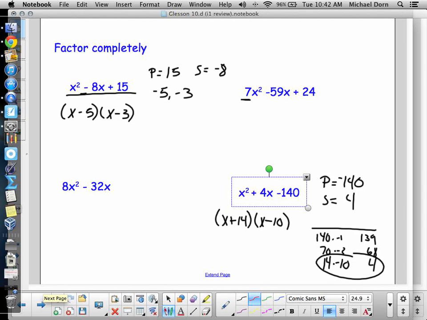This is also a short one because there's only 2 terms. When there's only 2 terms, you're either going to be difference of perfect squares or greatest common factor, and that's going to be it. Here, what's it going to be? Is there a common factor? What would that common factor be? 8x. Leaving me x minus 4. Everything's linear now. There's no exponents left. We're done.